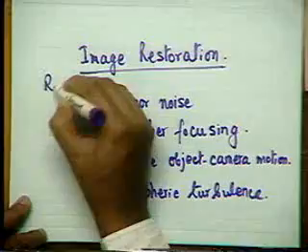So in order to correct the effect of Gaussian blurring, we applied an inverse Gaussian filter in order to correct that degradation. Okay, so these are just some of the reasons. The list is not exhaustive, but these are some of the common reasons for image degradation.